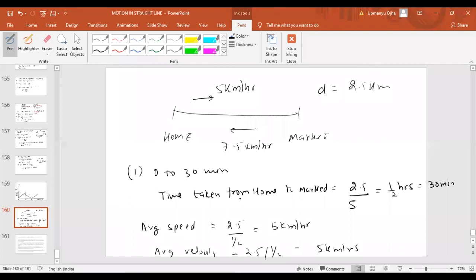Similarly we can find for 0 to 35 minutes, 45 minutes and then 50 minutes. So we can solve the problem. Simply you need to find the time taken, then the position of the object, and you can find the average speed and average velocity. Okay, fine. Any other problem?